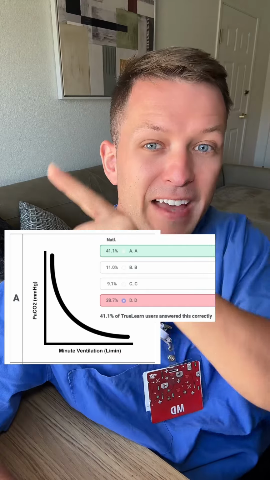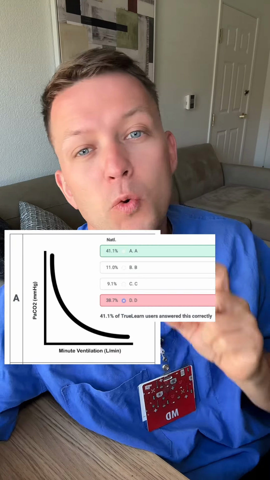I selected the answer D, which was actually the incorrect answer. The correct answer was A, this exponential decay. And the reason being is that our body is really sensitive to minute ventilation because we have to be able to rapidly correct our CO2 with our minute ventilation in certain scenarios.